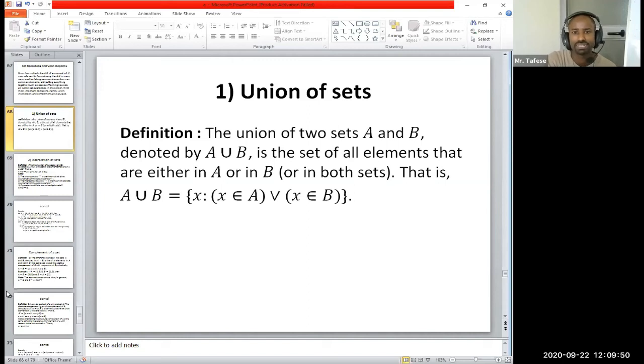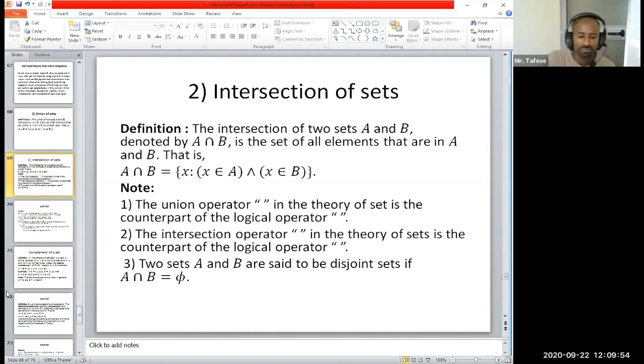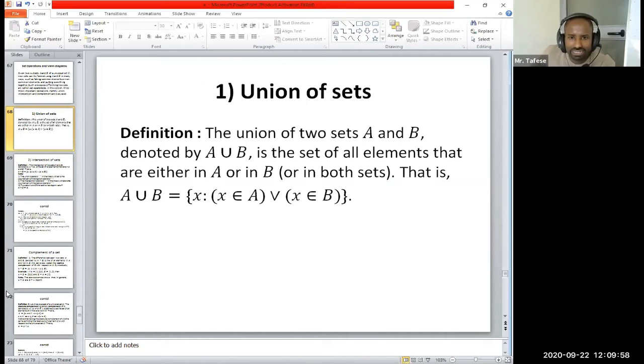In case of A union B, the logical connector here is the disjunction. Why is it preferable? Because it does not matter whether the element is in A or B. There is the word or, and that is expressed by disjunction.